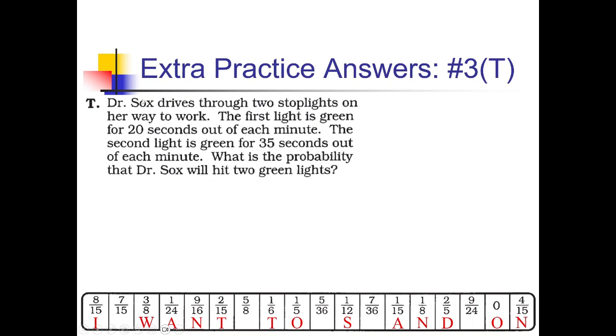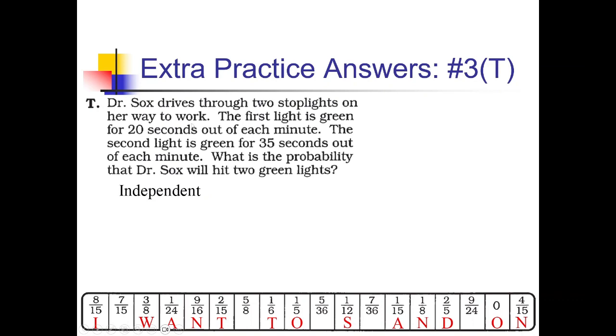For this next problem, we have Dr. Socks driving through 2 stoplights on the way to work. The first light's green for 20 out of each 60 seconds, out of each minute. The second light's got 35 seconds green out of each minute. What's the probability of hitting 2 green lights? So let's say that these are independent probabilities, just to make our lives a little easier here. Your outcome for one of them doesn't really change the probabilities on the other one.